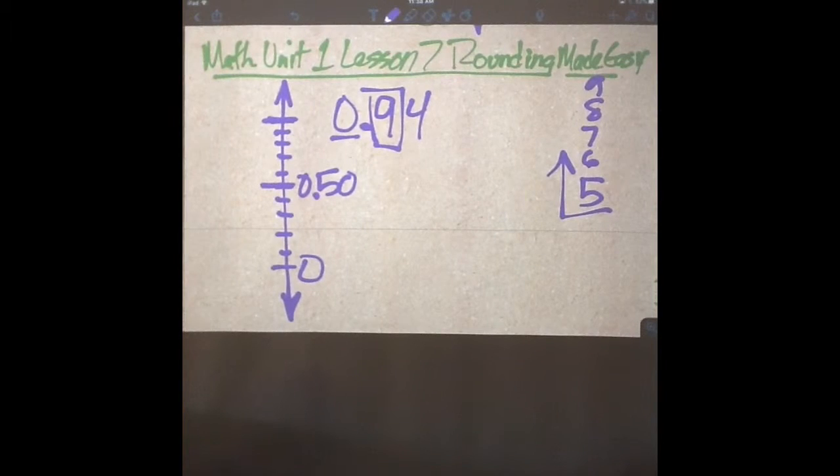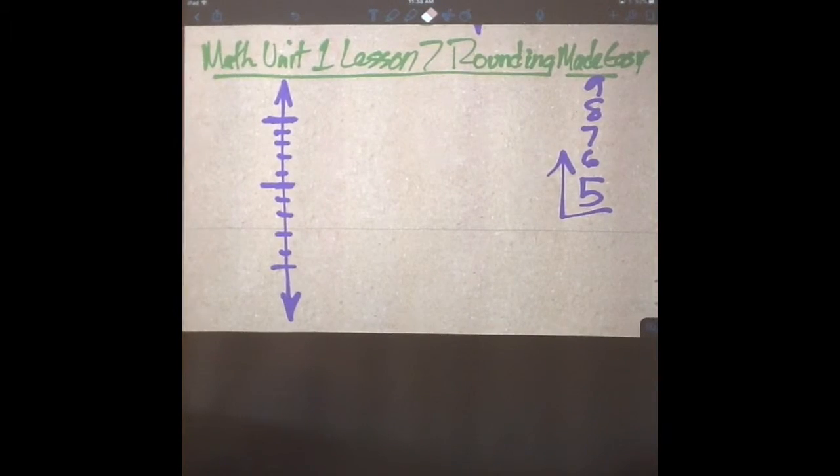Okay, so let me erase this stuff. Let's do another number. This time we'll change it slightly. How about if we say 0.92? Now I want to round to the nearest tenth. You know what? I'm going to change the 9. I'm going to make it an 8.